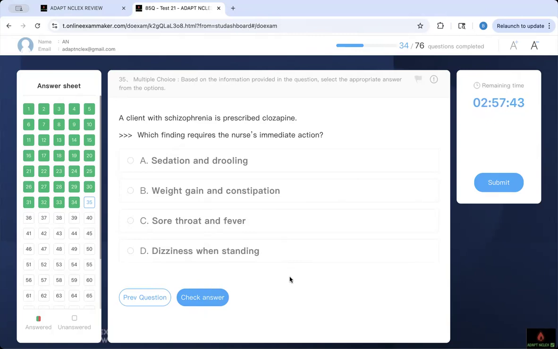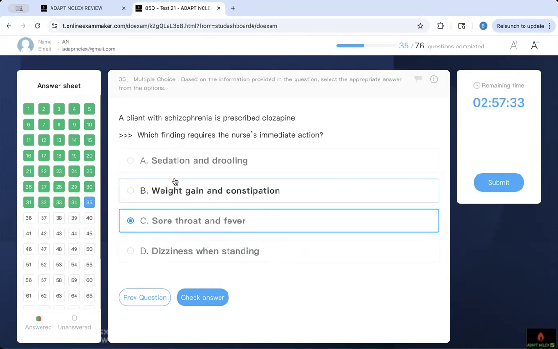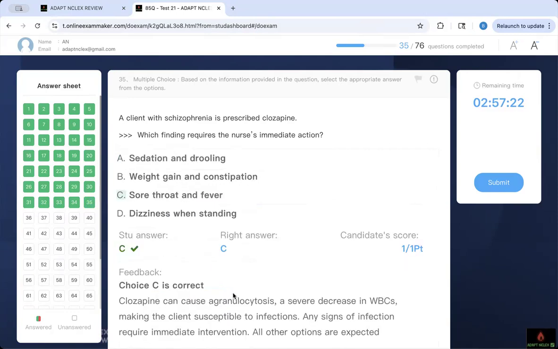Clozapine, a second generation antipsychotic. What is the major problem? Agranulocytosis. Do you see agranulocytosis? Infection, sore throat and fever, bad problem. Weight gain and constipation, expected finding. Dizziness when standing, orthostatic, expected finding. Sedation and drooling is hypersalivation. I'm not picking it.